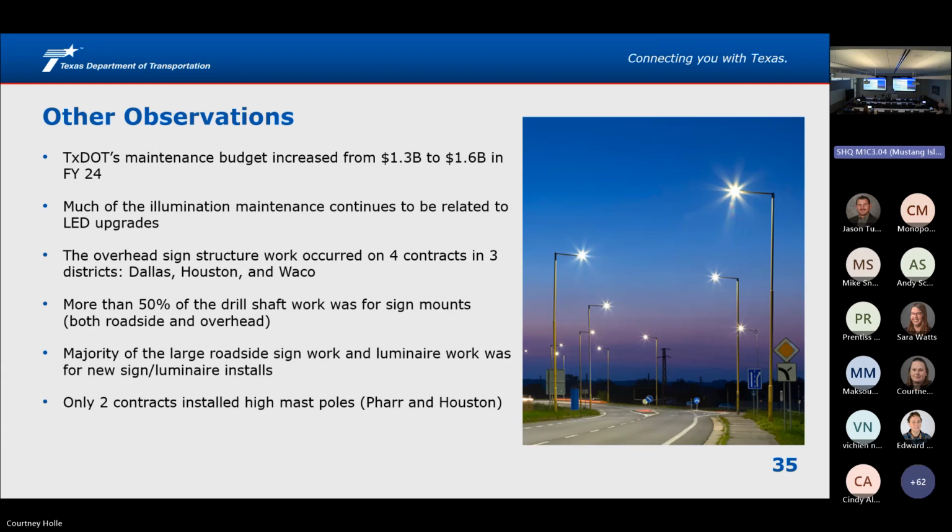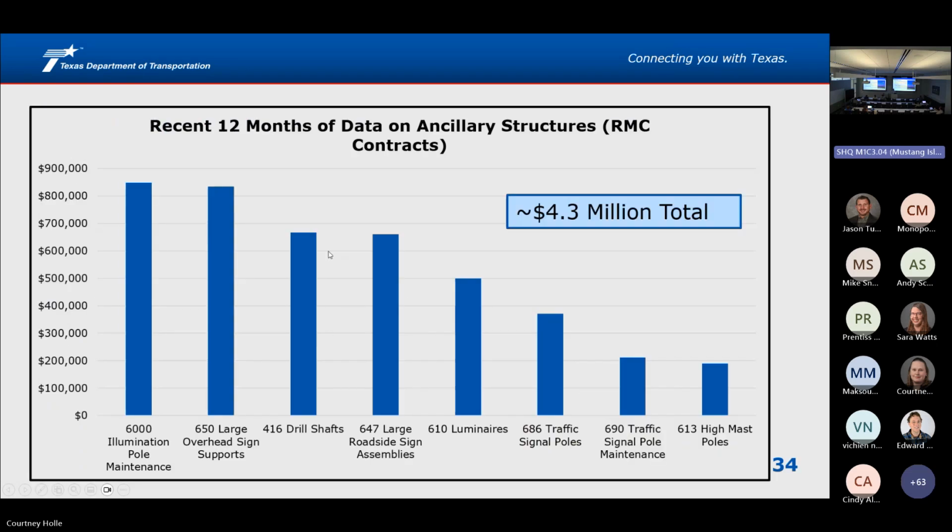I didn't dig into it too much deeper than that. If anybody wants more detailed information on those contracts, I'd be glad to look into that and provide it to you. I don't know if those are blanket upgrades or what they're doing, if they're replacing structures that may have been hit. The drill shaft work here is item 416.